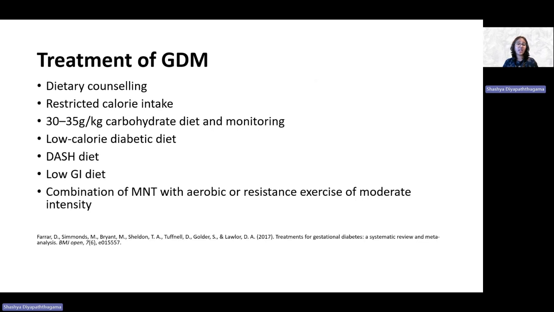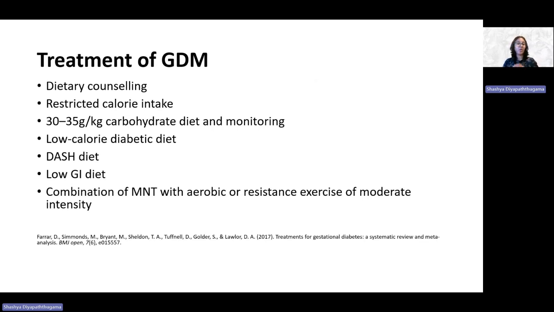And low carbohydrate diets, DASH diets, low GI diets, in combination with aerobic or resistance exercises of moderate intensity, those are suggested as treatment methods for GDM. And if you want to know further, you can read through this article. This is the one that's giving these different ideas.